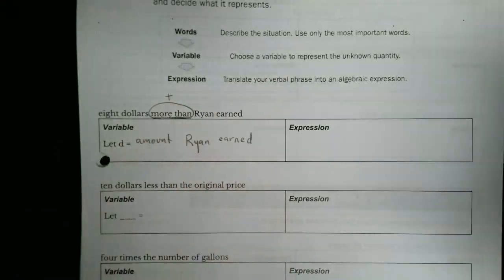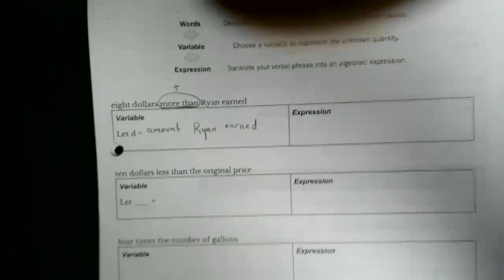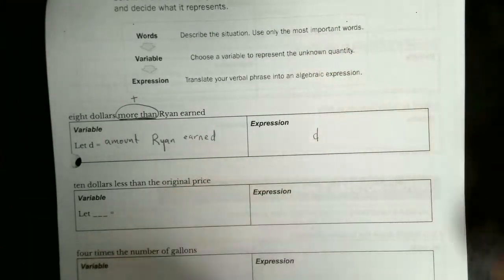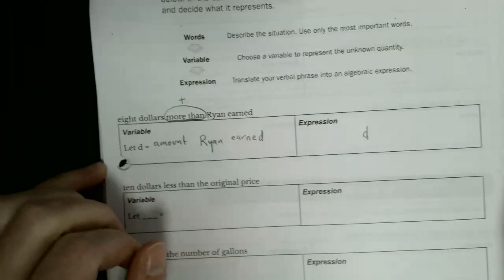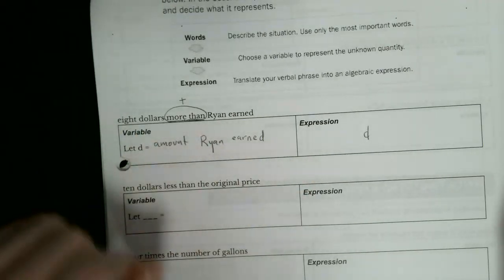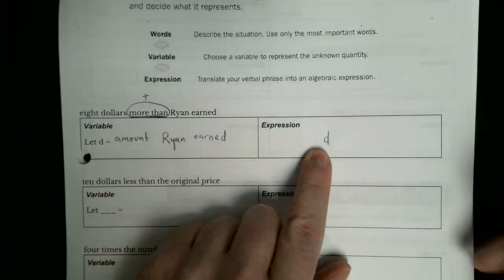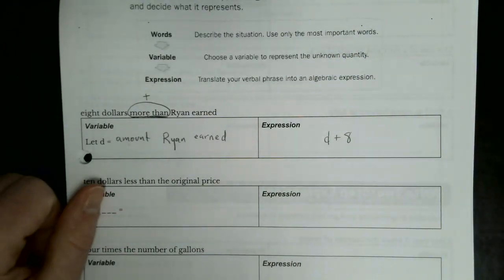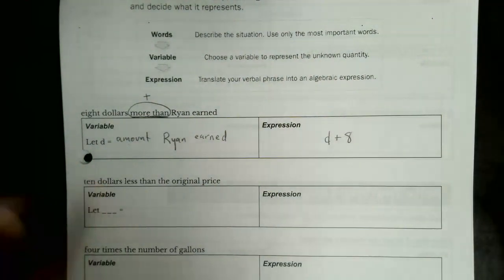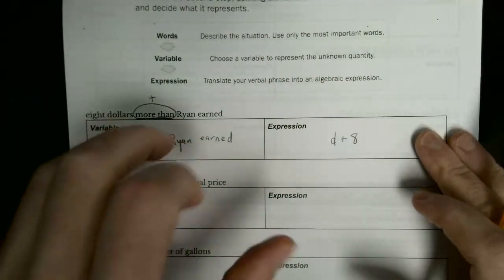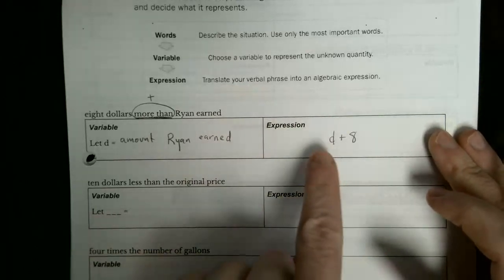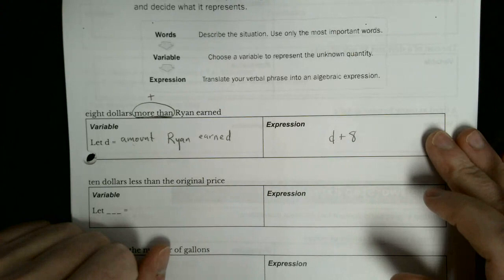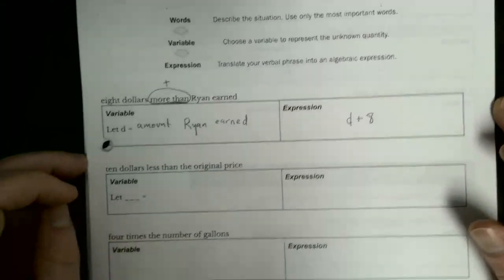So now we're going to write the expression. I'm going to start with my variable D. That's what Ryan earned. Our expression needs to show $8 more than what Ryan earned. Well, here's what Ryan earned plus 8. That's going to be $8 more. That's the expression, D plus 8. So we're just taking a sentence or a phrase and we're using it to write an expression. This expression means $8 more than what Ryan earned. That's a good one. Let's try a couple more.